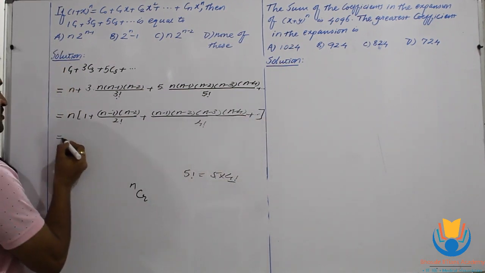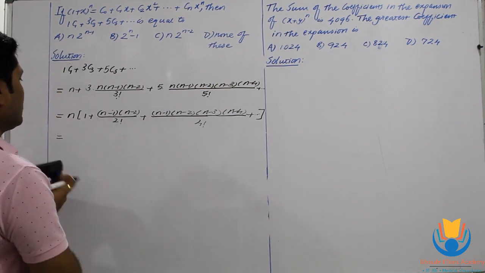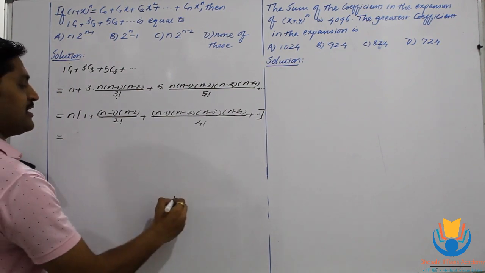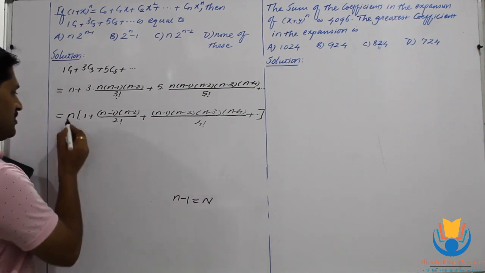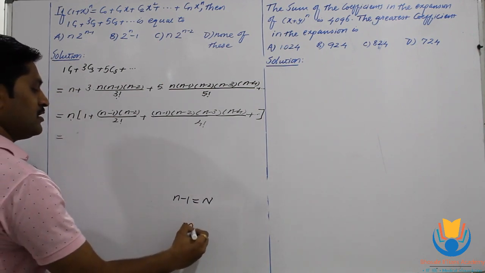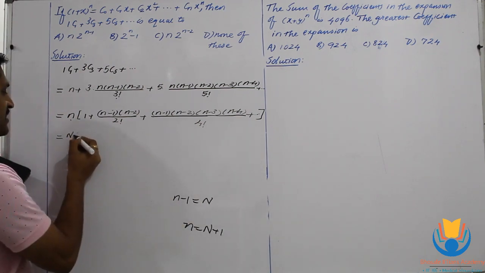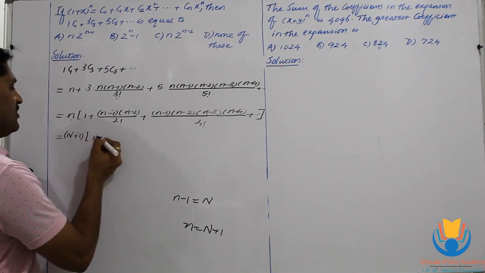So here we will do some substitution just to simplify it. If I put n minus 1 equal to capital N for some time, so this n will become capital N plus 1. So here I am writing capital N plus 1, and this 1 will be as it is.